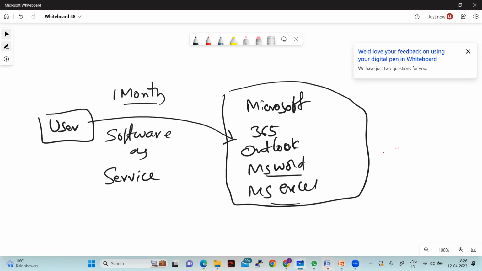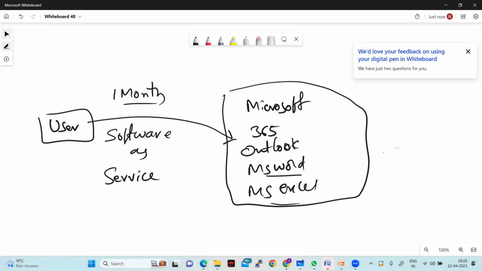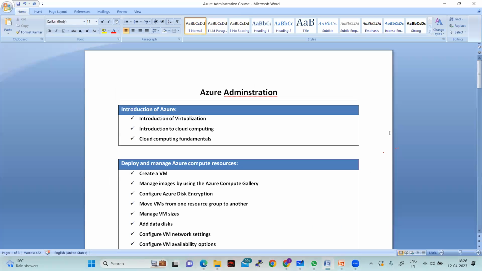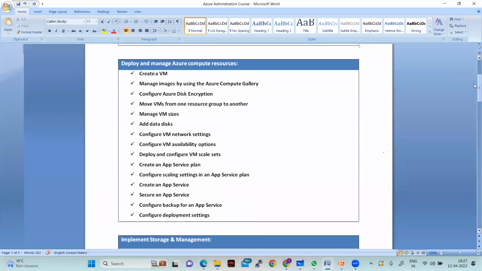Yeah. And before I end the session, I will simply explain the syllabus that we are going to cover. You can see here, we are going to discuss the introduction of Azure, in terms of virtualization and cloud computing and so on. And also we are going to talk about Azure compute resources, creating VMs, maintaining and encrypting the disk, and maintaining and creating app services and so on. These are all discussed as part of deploy and manage Azure compute resources.